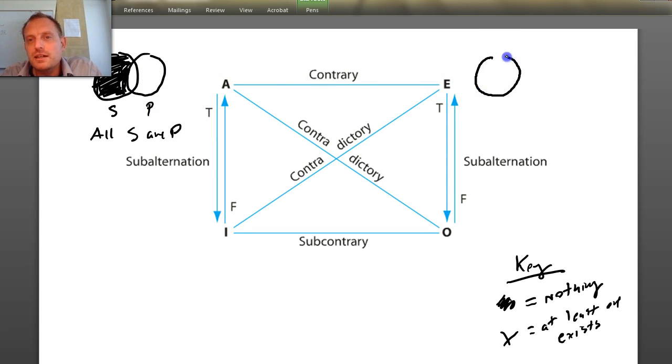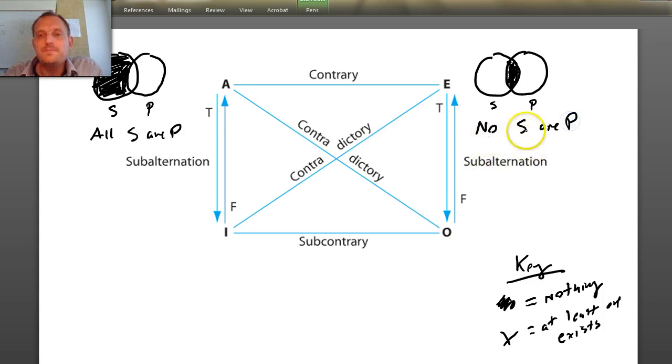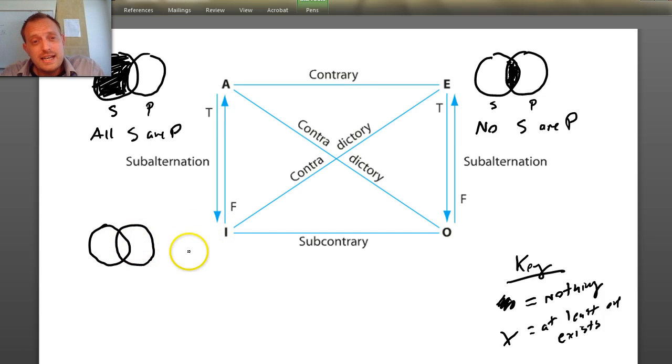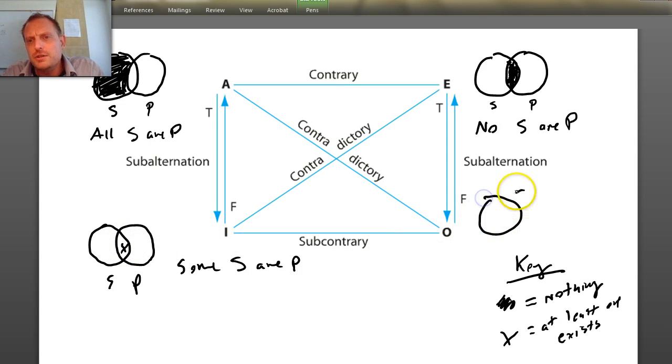Now, what does the E statement look like? The E statement looks like this. You fill in the football. That's what I'm going to call that middle spot. And this statement says no S are P. Okay? No S are P. And then let's go down here. When I say that there's the S and the P, the I statement, do you remember? Some S are P. We put an X right here in the center of the football. And then over here we draw, the last one here is some S are not P.